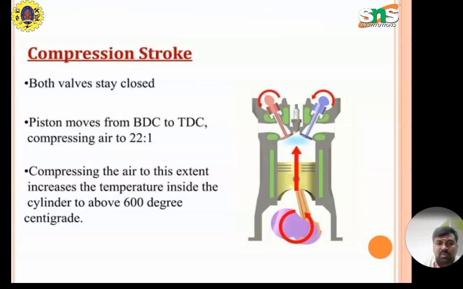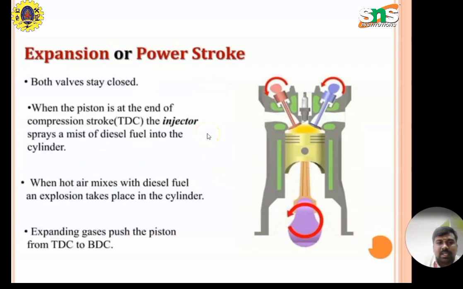The other stroke is the compression stroke. Here both valves are closed. The piston moves from the bottom dead center to the top dead center, that means BDC to TDC, compressing the air to the compression ratio, that is 22:1. Compressing the air to this extent increases the temperature inside the cylinder to above 600 degrees centigrade.